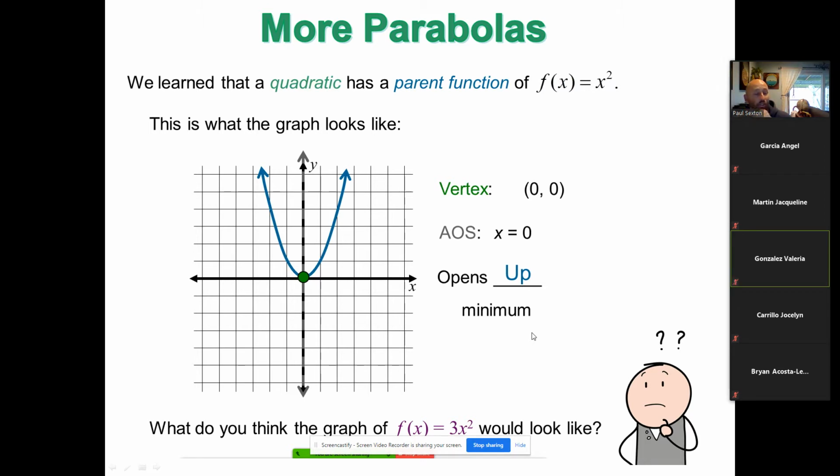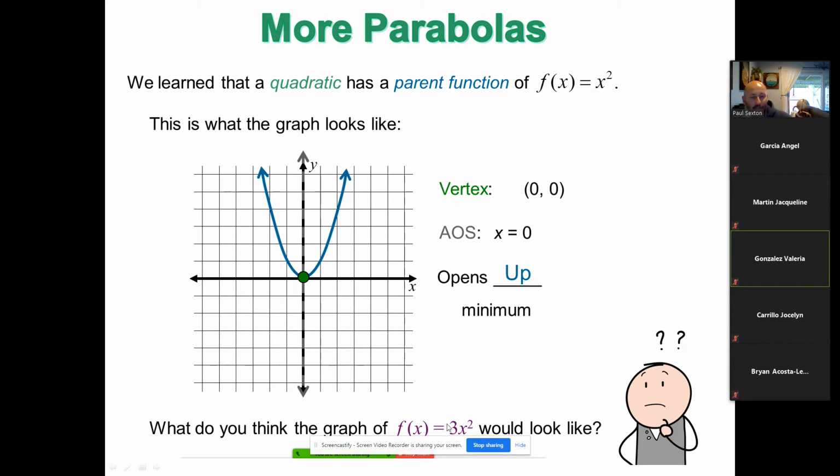No. Usually positive numbers go up, because even this number right here in front is a 1, and that's a positive 1, so it's actually going up. Okay, so these are all good guesses. I'm glad you guys are putting in some input here.